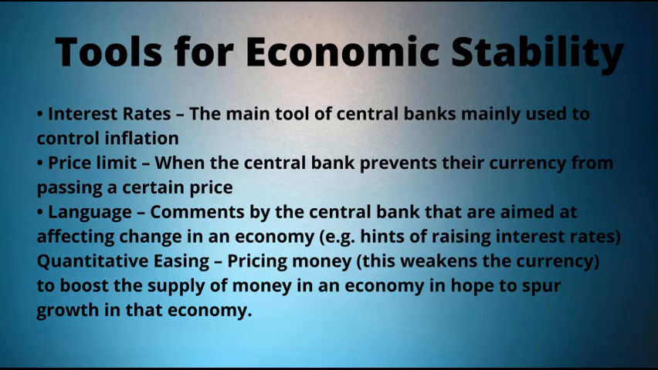And the next tool used by central banks to maintain economic stability is price limit. And this is a tool used by central banks to prevent their currency from passing a certain price. Okay, for example, let's say the Euro USD is currently at a price of 1.12, and the central bank does not want the Euro USD to fall below a price of 1.100.